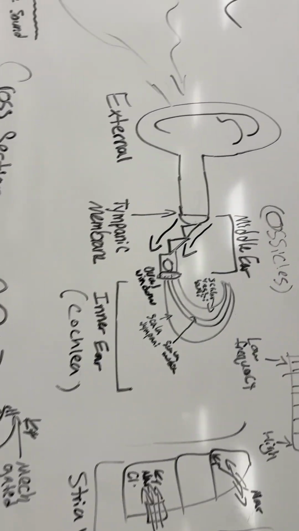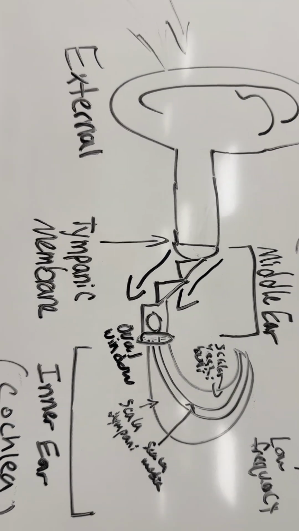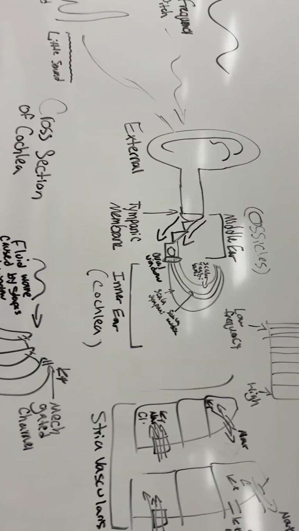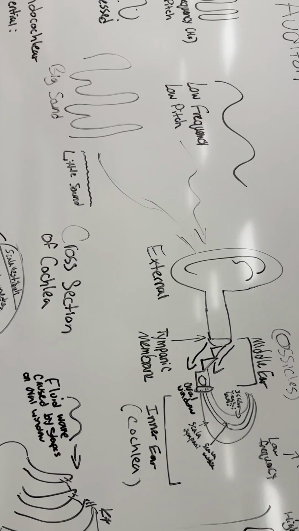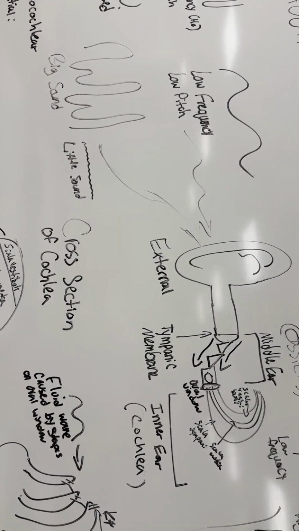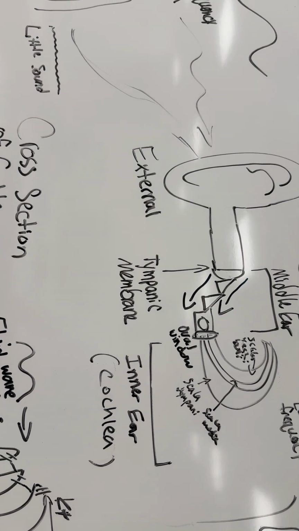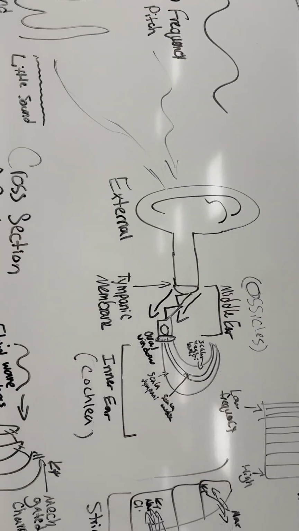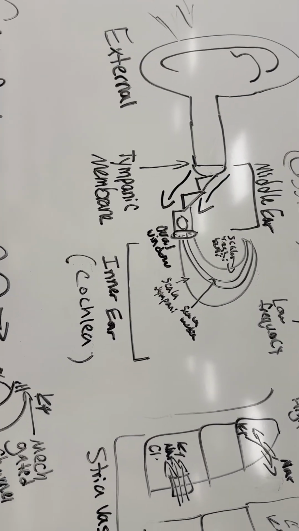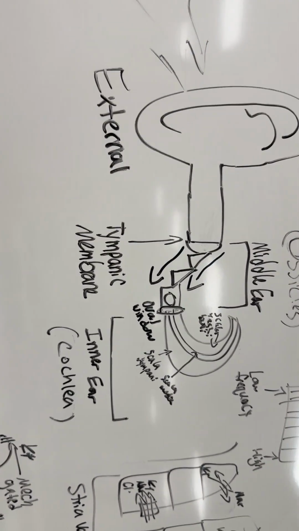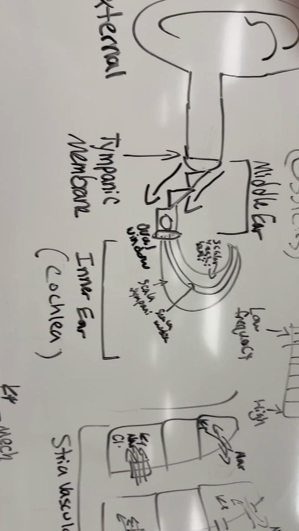But what's interesting here is that the tympanic membrane has a surface area that is 20 times greater than the oval window. So from the tympanic membrane vibrating those ossicles down into the oval window, it's really going to concentrate that energy onto the oval window and amplify that signal.